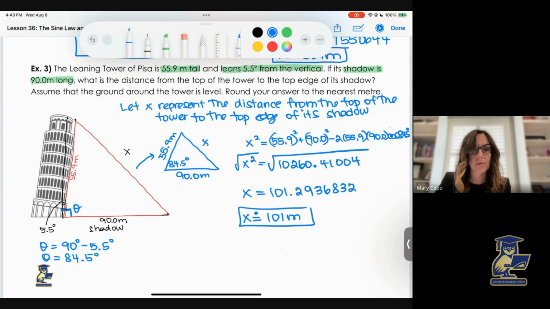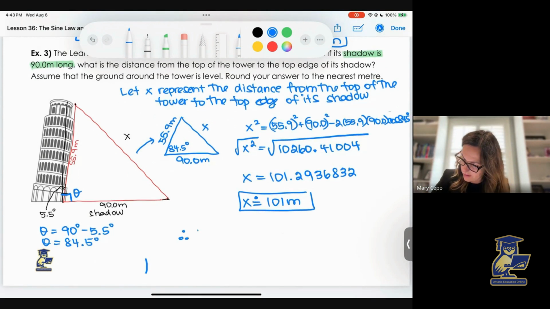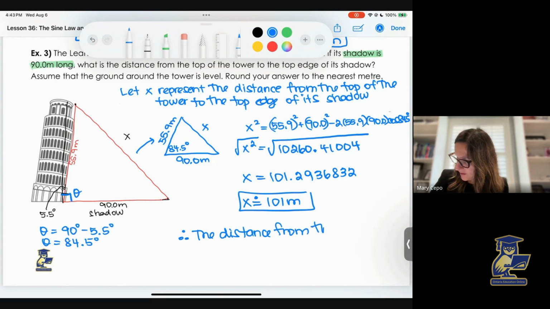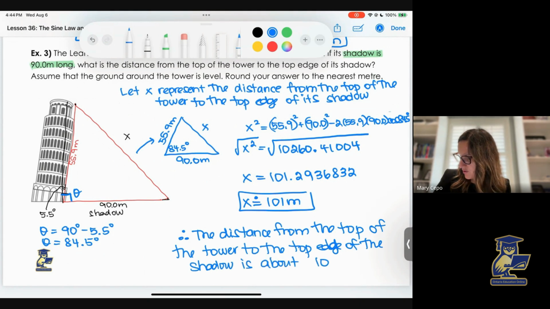Now again, don't forget these are word problems, so we want to make sure we answer the question. So therefore, the distance from the top of the tower to the top edge of the shadow is about 101 meters. And there we have it.